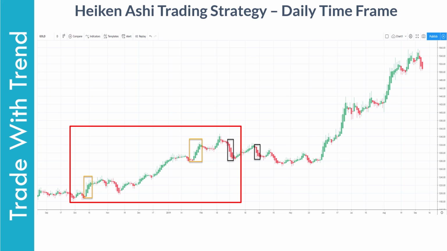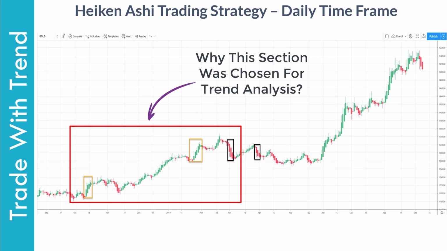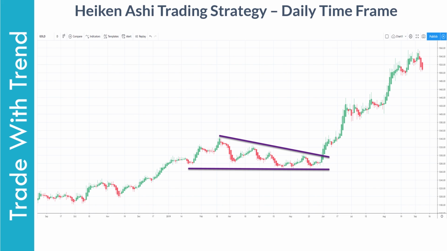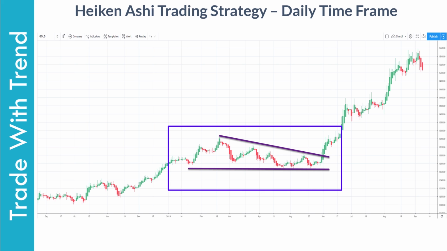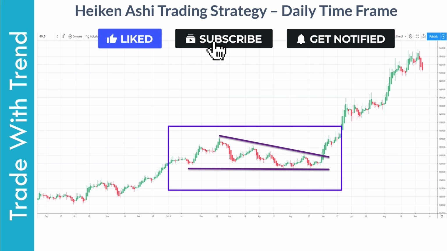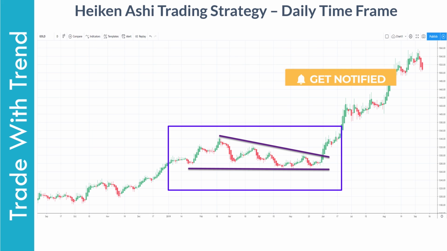Before we move forward, let me explain why only this section was chosen for trend analysis. If you look at the chart, take a look at this triangle formation over the last 6 months in gold. The main reason for selecting the range that we saw in the previous slide was this triangle on the chart. If price were to break out above or below this triangle, prior context of trend was important to place a trade. Do note this point.